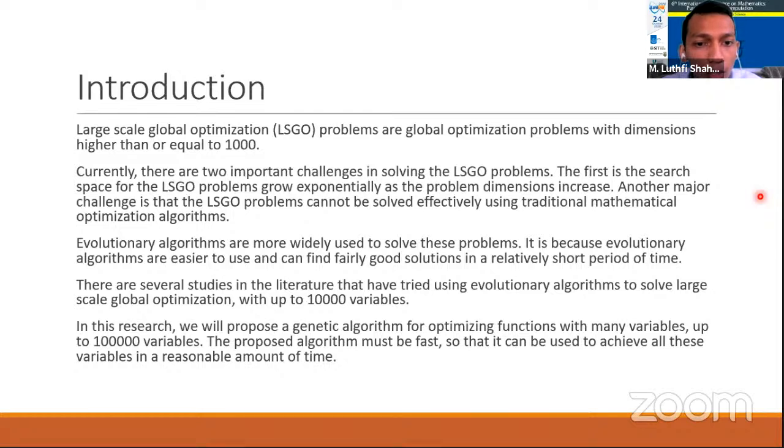Evolutionary algorithms are more widely used to solve this problem. It is because evolutionary algorithms are easier to use and can find fairly good solutions in a relatively short period of time. There are several studies in the literature that have tried using evolutionary algorithms to solve large-scale global optimization with up to 10,000 variables. In this research, we will propose a genetic algorithm for optimizing functions with many variables, up to 100,000 variables. The proposed algorithm must be fast so that it can handle all these variables in a reasonable amount of time.